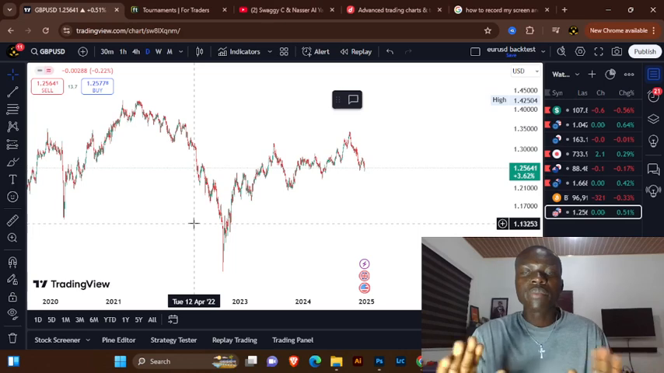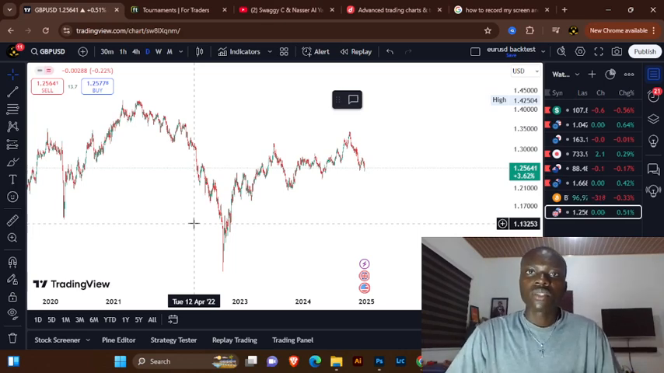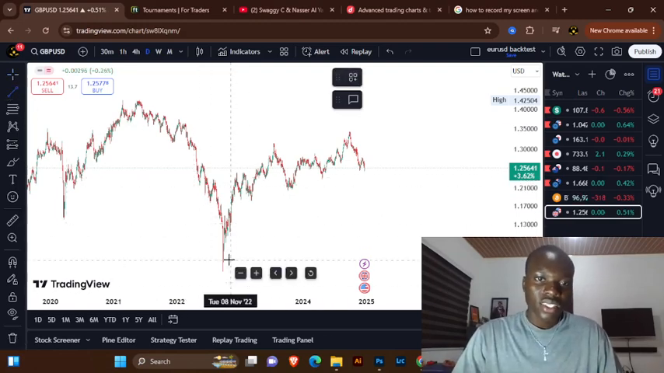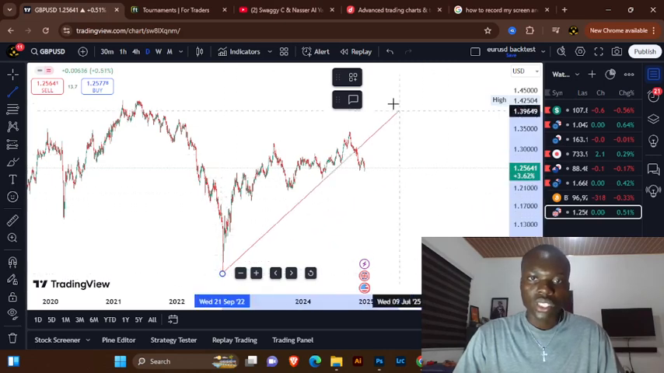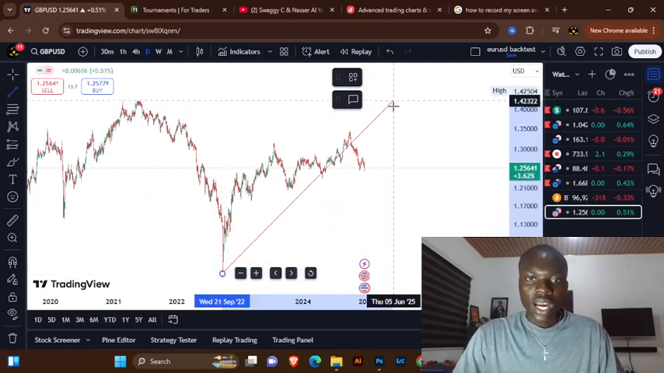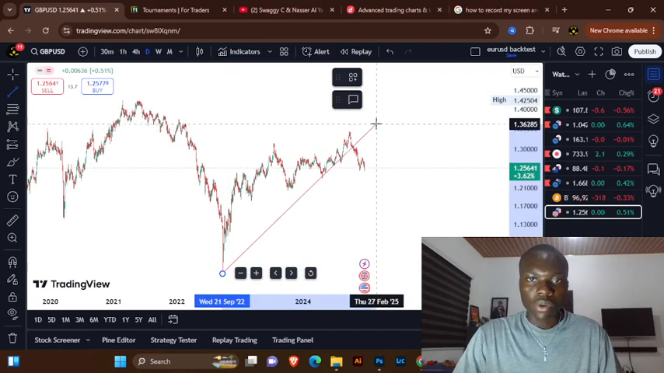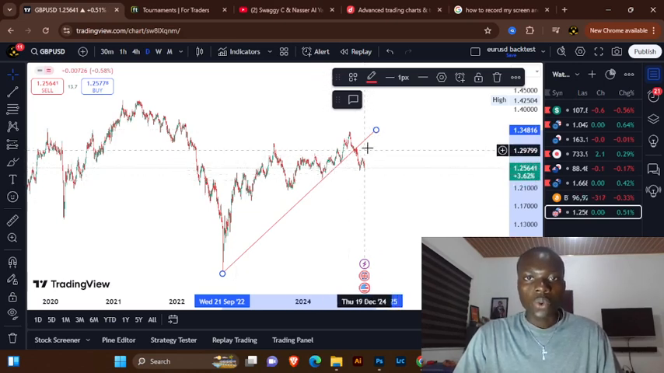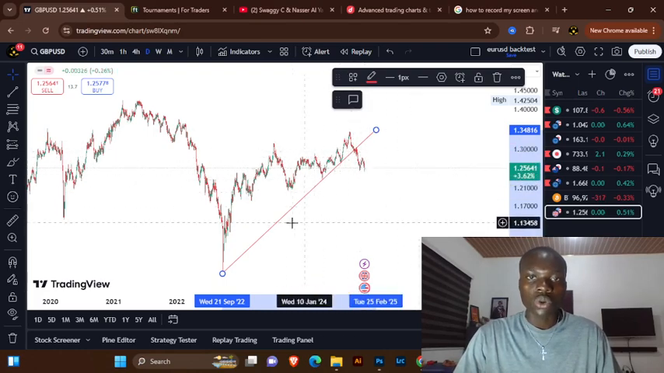I trade break and retest strategies. Break and retest is the strategy which I use in trading. So what I'm seeing right here is an uptrend. If you agree with me, I'll start from this previous low. That will make me know if the market is still on an uptrend or it has broken the uptrend. So you can see that it has broken this trend line.